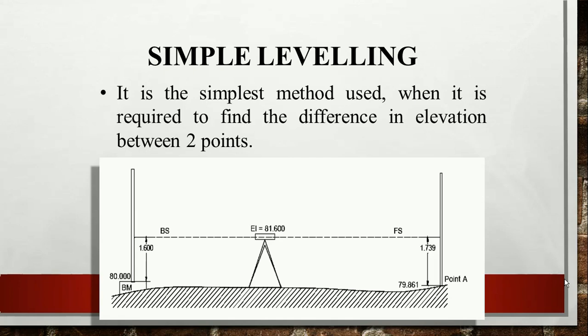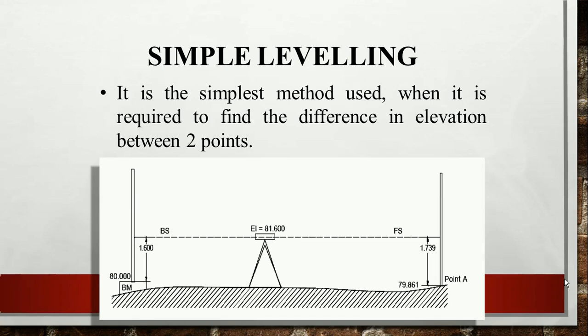So for that purpose, the benchmark is assumed to be 80 meter, right? And the instrument is set exactly midway between these two stations, right? And from that, the first reading is sighted over the benchmark, called backsight, and the last reading is sighted at the station A, called foresight, right? Now with the help of calculation, you are able to find out the elevation at point A, right?